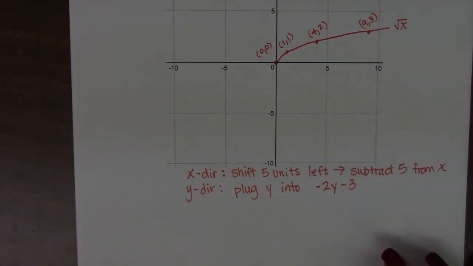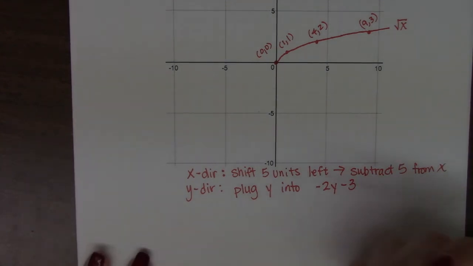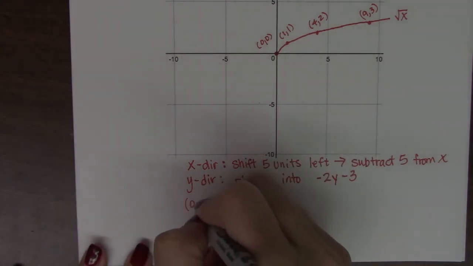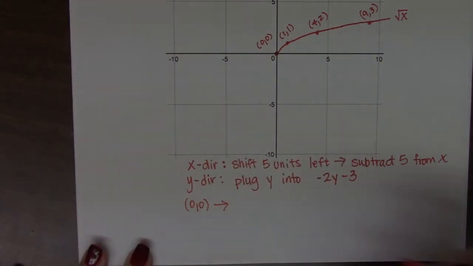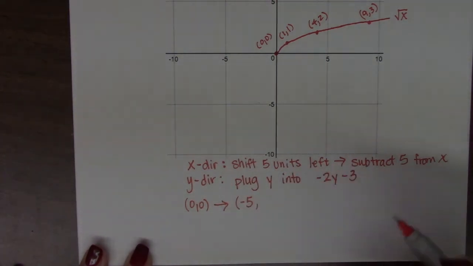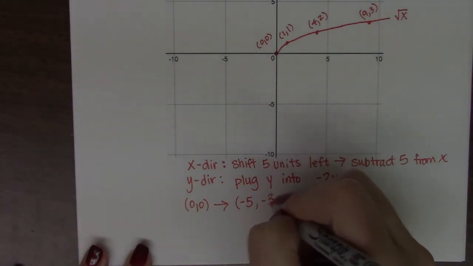And remember, all f of x is, once you plug the x values in, are just the y values that come out. So this is the same thing we did in the previous problem. Plug the old y values in and evaluate directly. So all I really need to do this for is a couple of points. Let's start with (0, 0). If I subtract 5 from the x coordinate, I get -5. If I plug the y value 0 into here, I'll get -2 times 0 is 0, minus 3.